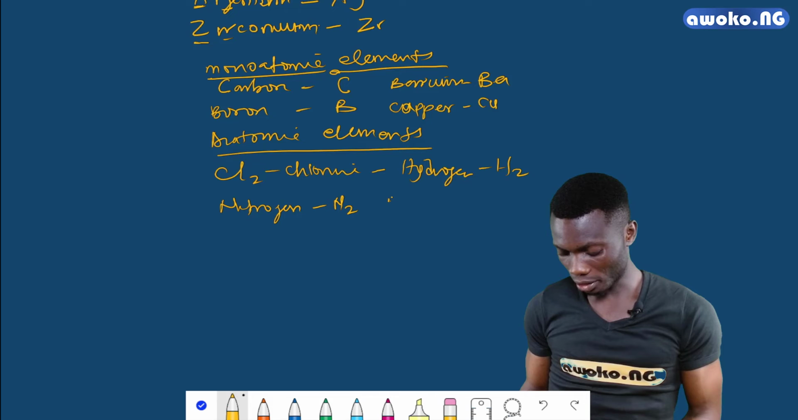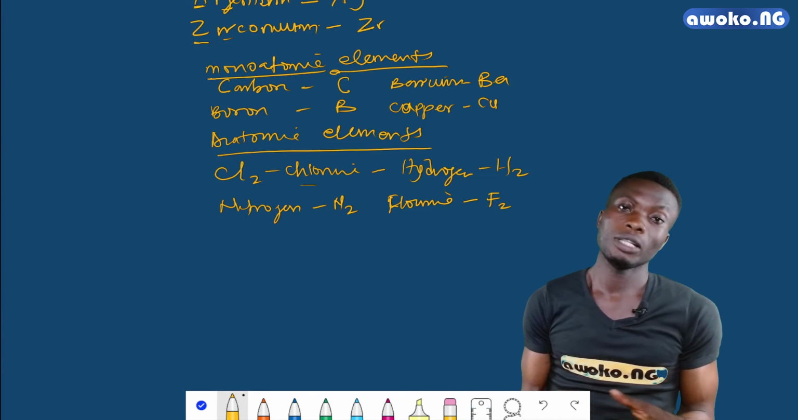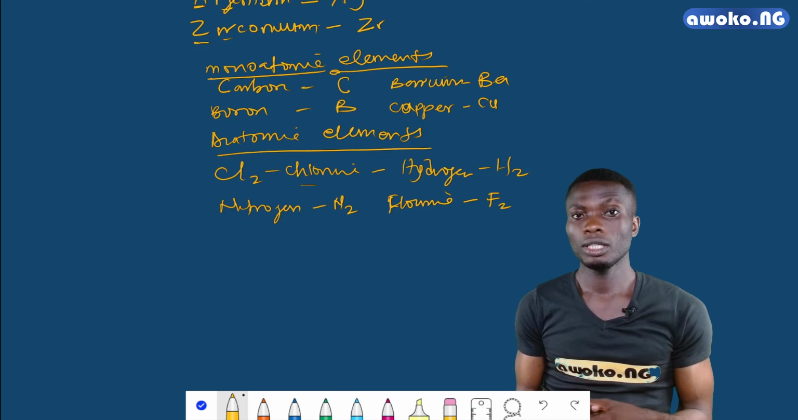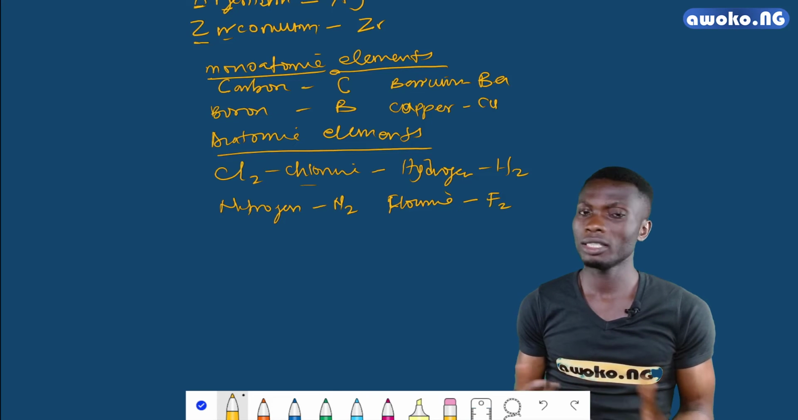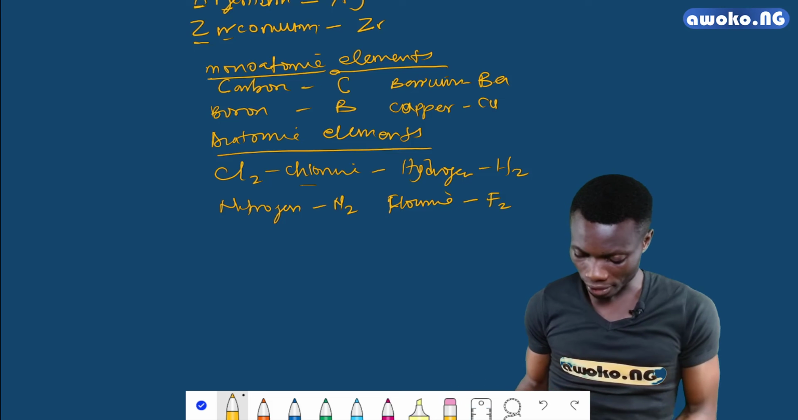You have, we consider fluorine. Like I've said, this is chlorine. Chlorine is actually in the same group with fluorine. So, but let's just, for emphasis purpose, you have fluorine. Fluorine also, it's a diatom, and it goes on and on. So these are some of the diatoms you have.